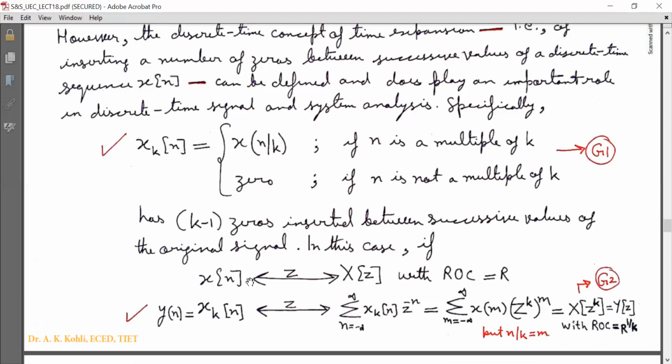Now in this case, if x[n] has Z transform X(z) with ROC capital R, then y[n] equal to x subscript k [n] has Z transform Y(z) equal to summation n running from minus infinity to infinity x subscript k [n] z raised to minus n. Put n by k equal to m, that is summation m running from minus infinity to infinity x[m] z raised to k raised to the power m. And I can write this expression as Y(z) equal to X(z raised to power k) with ROC equal to capital R raised to power 1 by k.